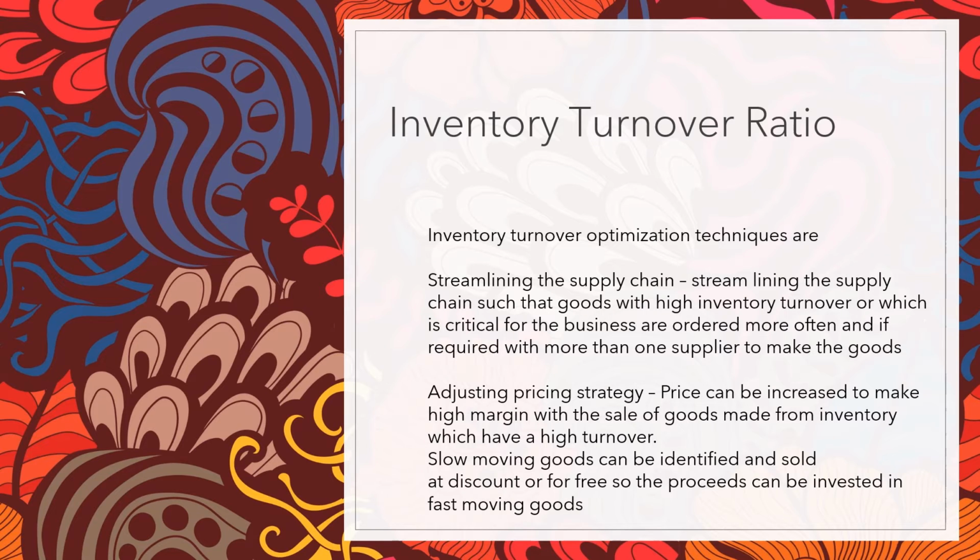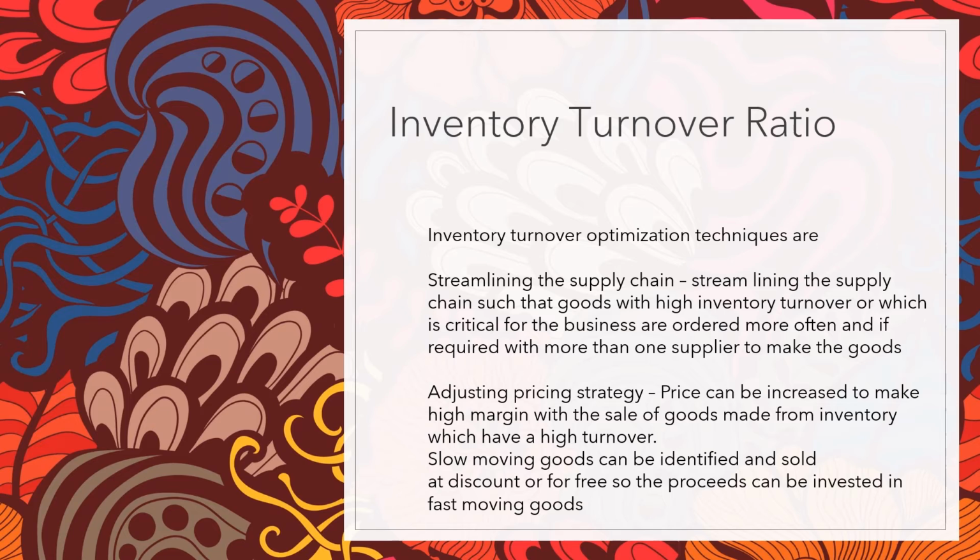Some of the inventory turnover optimization techniques are streamlining the supply chain. Streamlining the supply chain such that the goods which have high inventory turnover or which are critical for the business are ordered more often and, if required, with more than one supplier to make the goods.